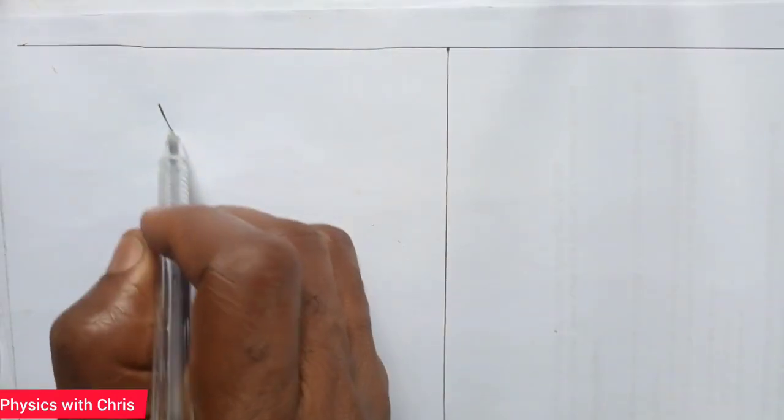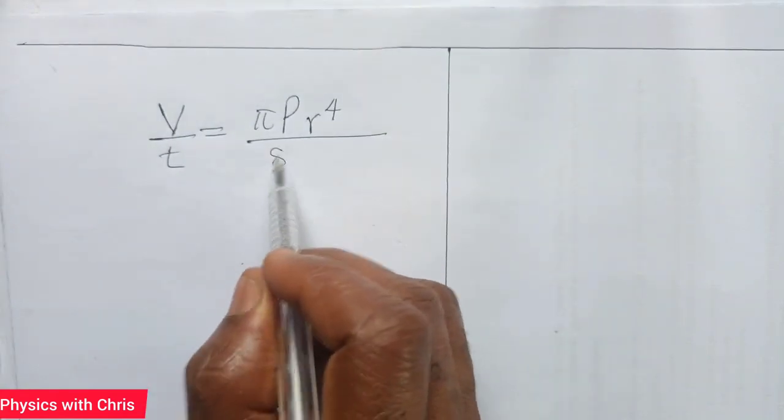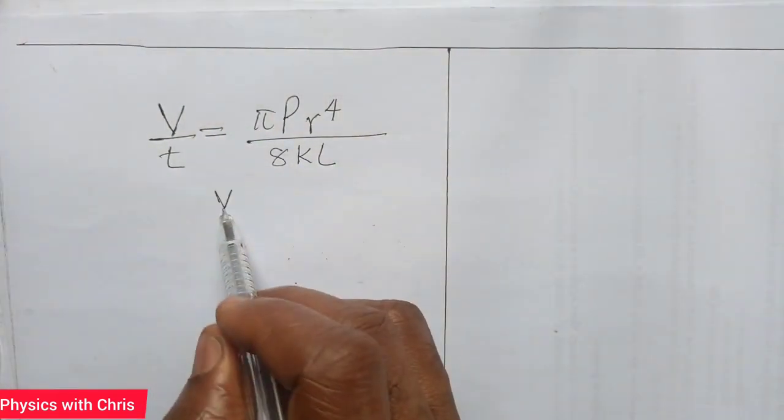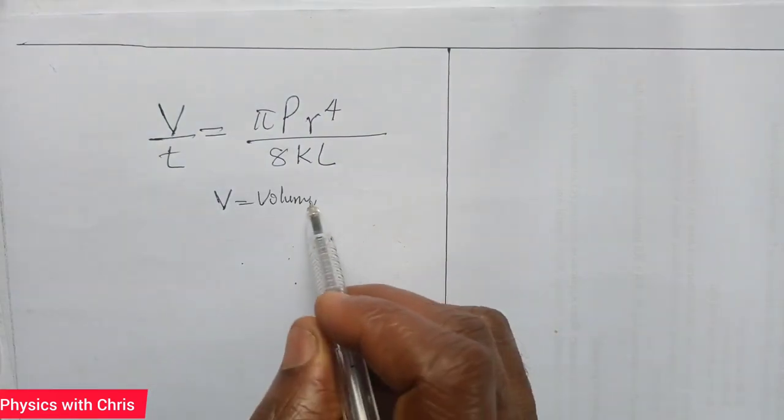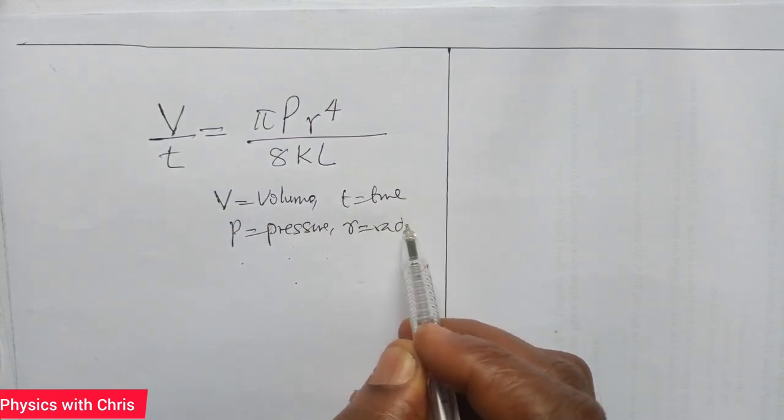So I've taken a number of derived quantities and shown you how to derive their dimensions. Now, the in thing is that you just get to know the dimensions of these physical quantities, because in exam conditions, they may not just tell you to derive the dimension of a particular physical quantity. You may be given an equation containing a constant, and asked to find the dimension of that constant. Take for instance, V over T equals pi times P times R raised to power 4 divided by 8 times K times L, the equation of flow, where V stands for volume, T stands for time, P is pressure, R is radius, and L is length.